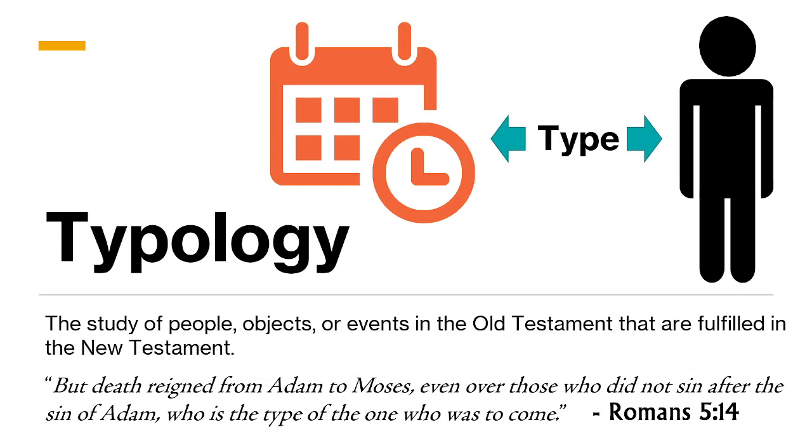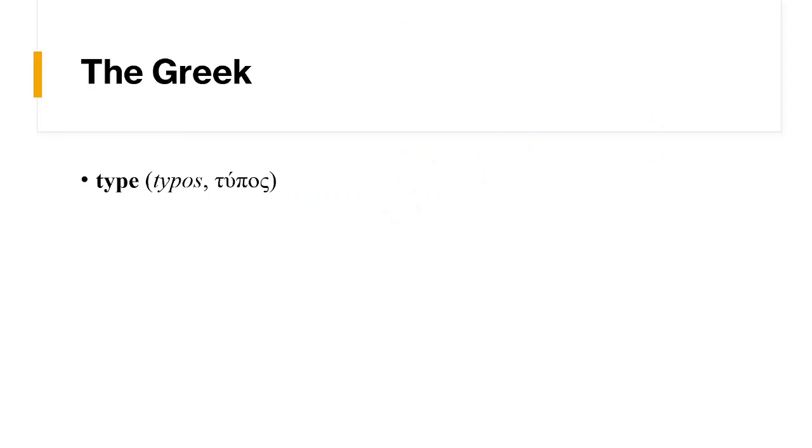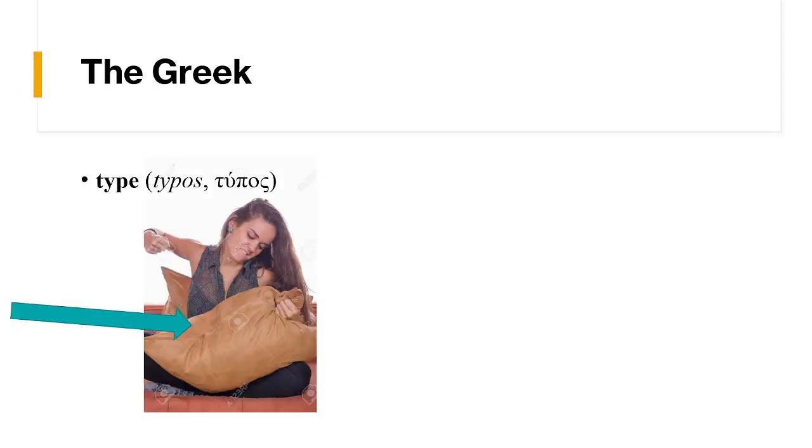Now, the word type comes from the Greek tupos. And tupos is like an imprint that you see on an object after the object has been struck, like a dent in a car, for example, or like a pillow that's dented once you punch it. That's what the word tupos would be used for. And the fulfillment or the parallel of an Old Testament type is called an antitype, from the Greek antitupos.